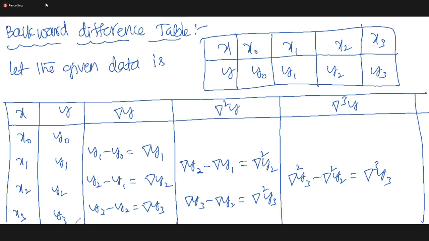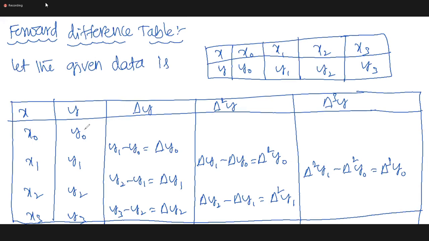So in the backward differences, that is like this: y3, del y3, del square y3, del cube y3, and so on. In forward differences, that is like this: y naught, delta y naught, delta square y naught, delta cube y naught, like this. So in the forward difference table, we go from top to bottom. In the backward difference table, from bottom to top. This direction is forward differences, and this is the direction for backward differences.